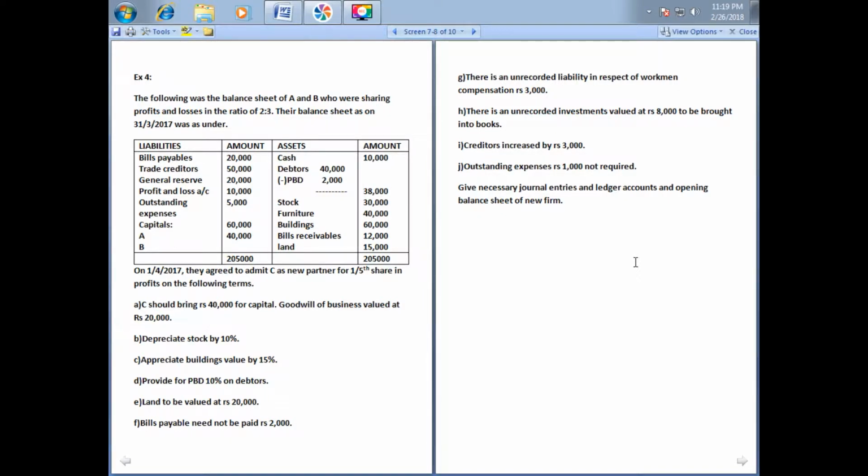Now the next problem is example 4. Here see the adjustment number A. C should bring 40,000 for capital. Goodwill of the business valued at 20,000. So he is not saying that the new partner is bringing goodwill. The new partner is bringing only his capital. In that case, which method should we apply to adjust the goodwill? Let us see.